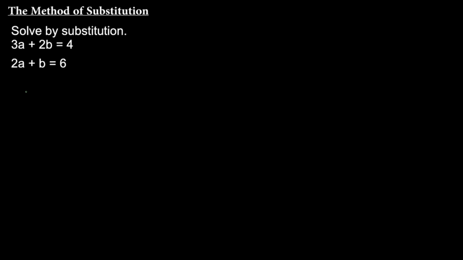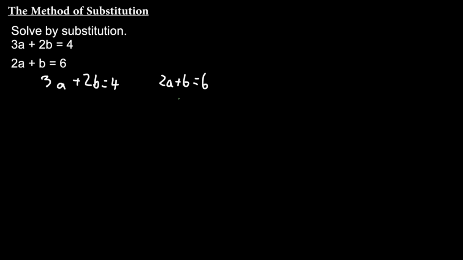Now, this next question we'll also have to solve by substitution. Our first equation is 3a plus 2b equals 4, and our second equation is 2a plus b equals 6. So let's write out the first equation, 3a plus 2b equals 4, and our second equation, 2a plus b equals 6. Of these two equations, it's likely easier to isolate for b in the second equation.